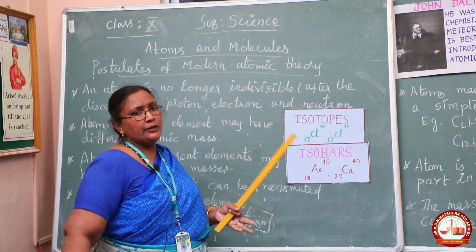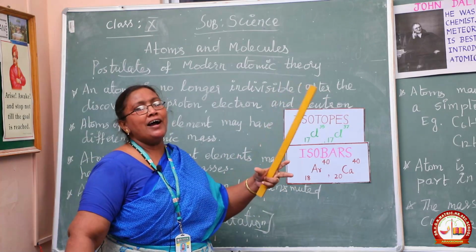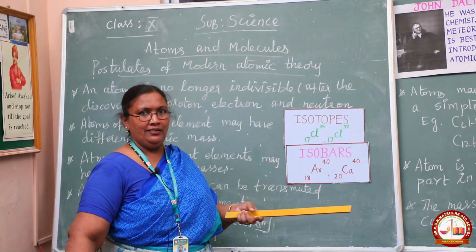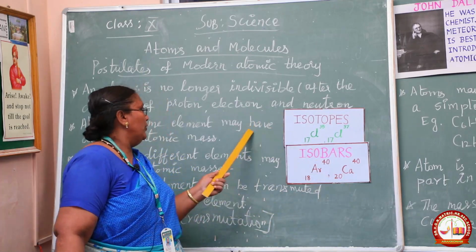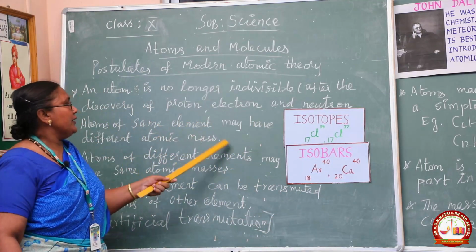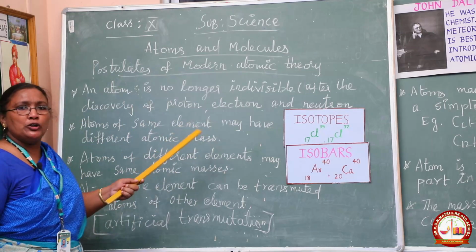You can get another question. What question? Define isotope with example. Are you able to follow, students? Now, what is the second point? Atoms of the same element may have different atomic mass.